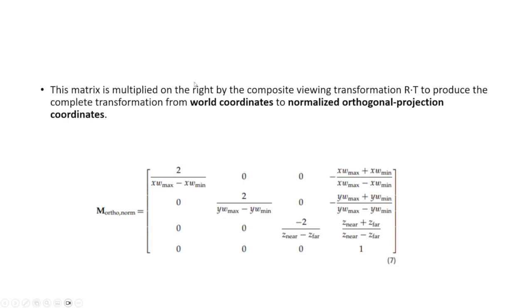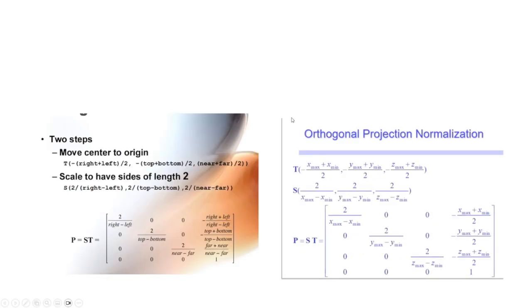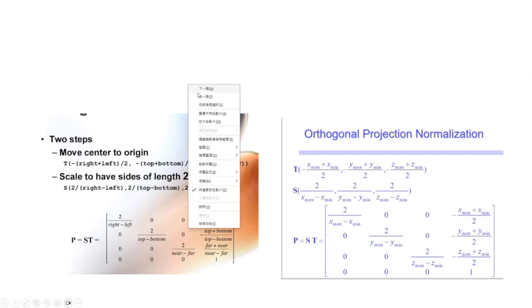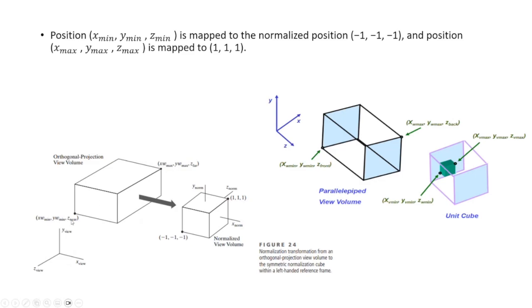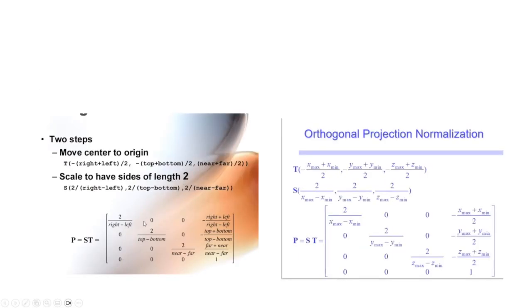Next is the transformation matrix from world coordinates to normalized orthogonal projection coordinates. How can we get this matrix? We do it in two steps: move the center to the origin and scale to have a size of length 2. Why is the length 2? Because the max is 1 and the minimum is -1, so 1 minus -1 equals 2. So the range is 2. We get this matrix, and we multiply it with the original coordinates to get the projection coordinates.